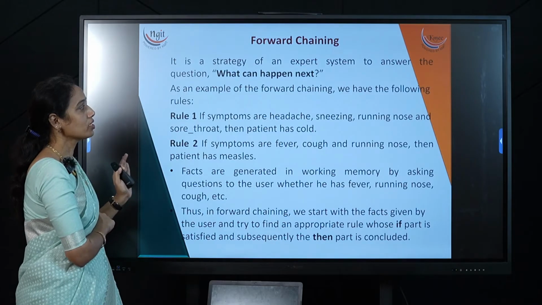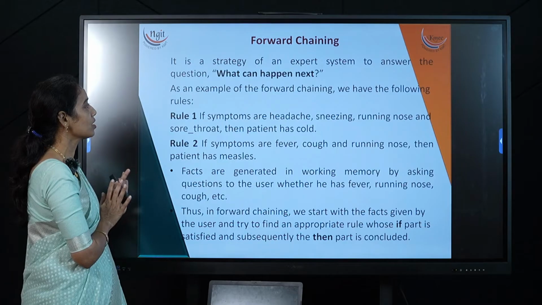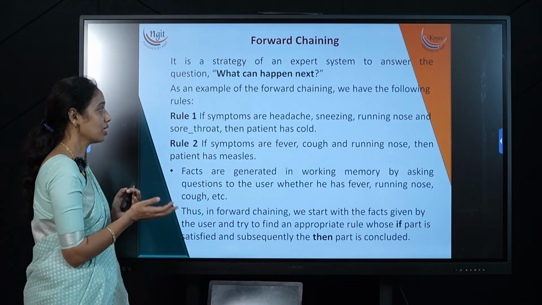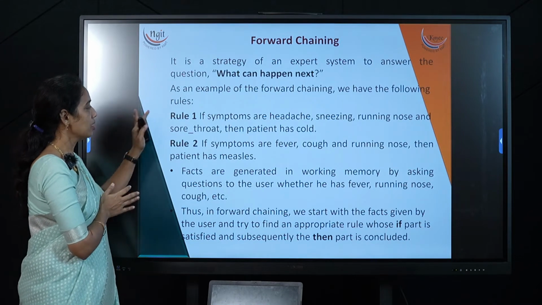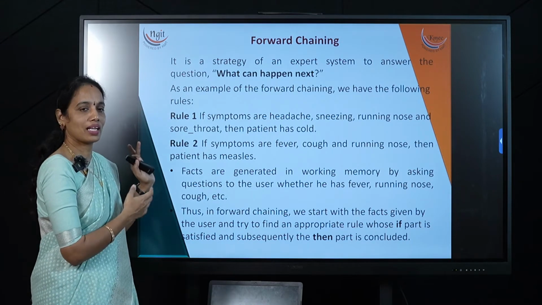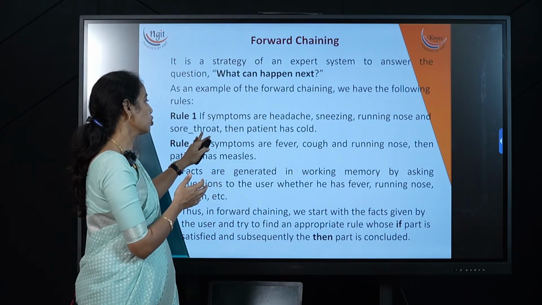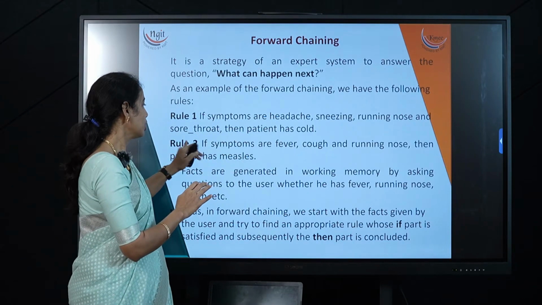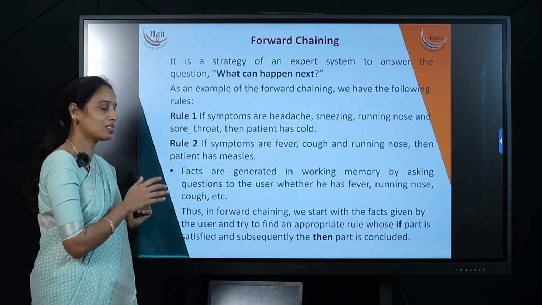So forward chaining is a strategy of an expert system to answer the question: what can happen next. Okay, that is forward chaining. Just as an example, let us see here. There are two rules defined by an expert system. If symptoms are headache, sneezing, running nose and sore throat, then the patient has a cold. Then rule 2: if symptoms are fever, cough and running nose, then the patient has measles.